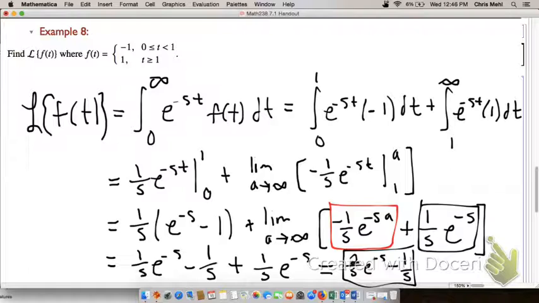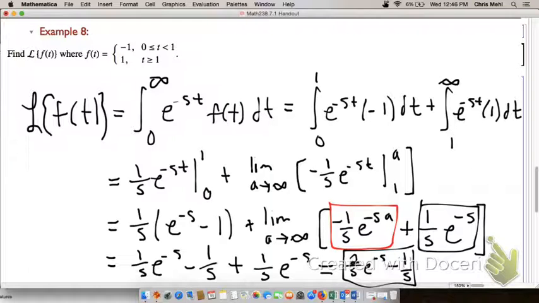So when you're doing a Laplace transform of a piecewise function that's broken up at a particular value, you would just break up the integral at that value, and then one of the integrals will be a definite integral and the other one will be an improper integral. You would do the integral from 1 to infinity, replace infinity with a and put a limit as a goes to infinity out front.